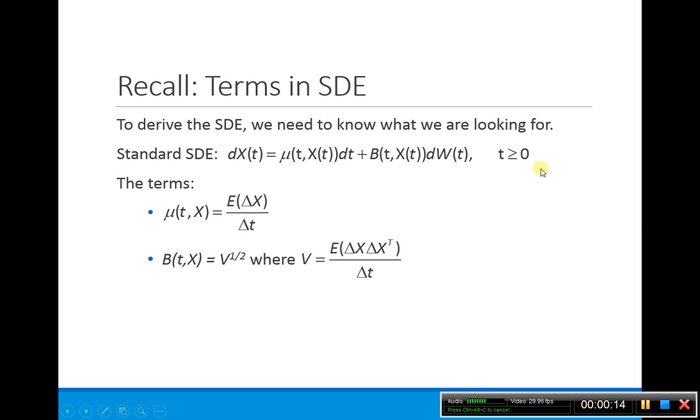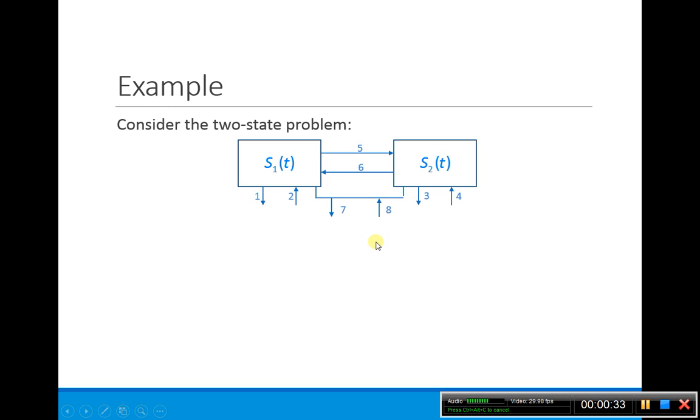We had this typical form here where we had dx is equal to some mu, which is our expected value, plus our covariance times our Wiener process, and the terms are given by these equations here. So our b is v to the 1/2, where v here is our covariance, or our approximated covariance. Okay, so we're going to consider this two-state problem.